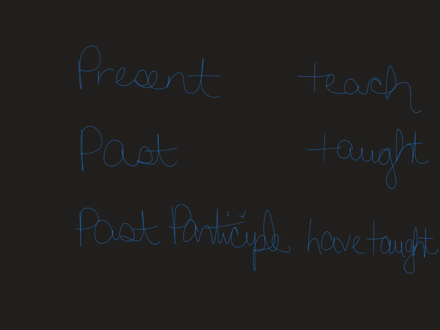The present form is teach. I teach. She teaches. Okay? They teach. But past is taught, not teached. Okay? Nobody teached anything yesterday. They taught. And then what we call past participle is the form that uses a helping verb, any helping verb with it, okay? And this one is often different, especially, well, with irregular verbs, it's often different.